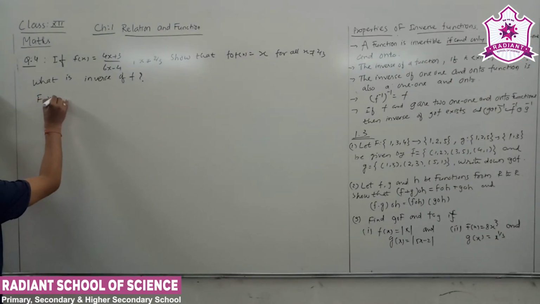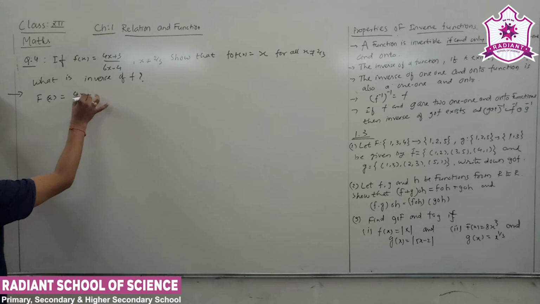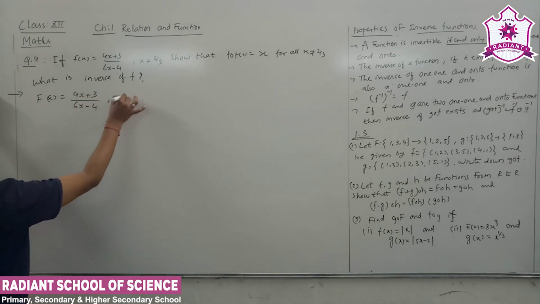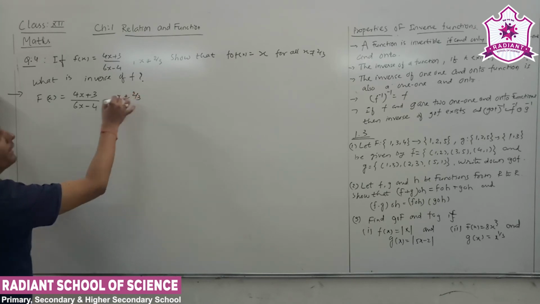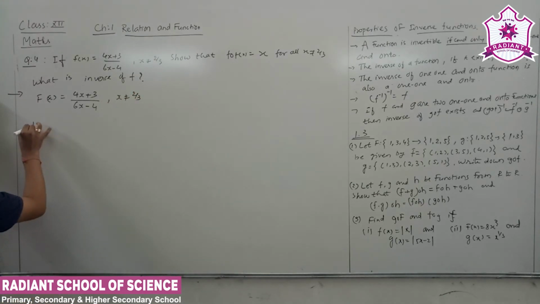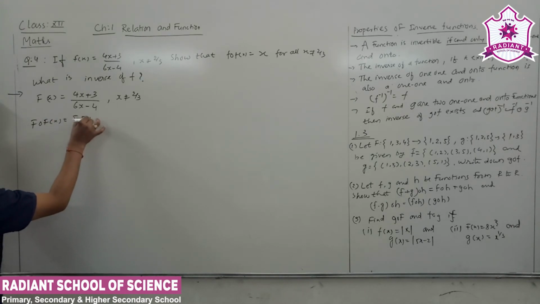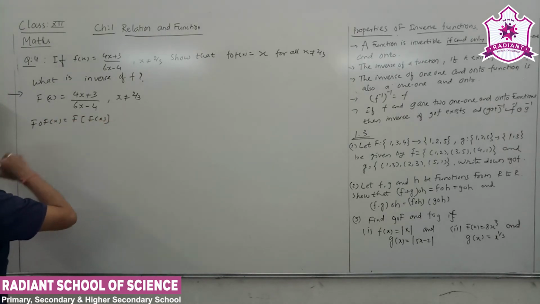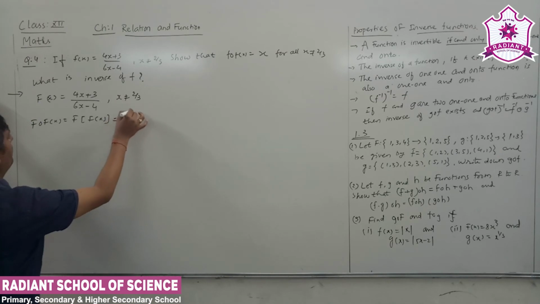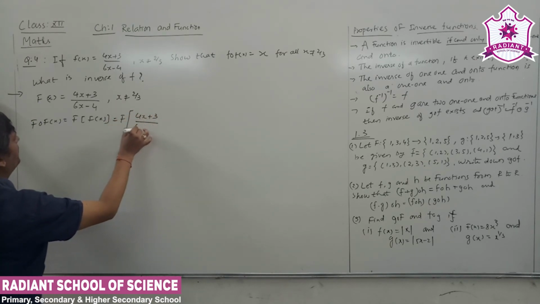चलो f क्या है, तो आपने बता दिया कि सर f is equal to (4x plus 3) into (6x minus 4), where x does not equal to 2 by 3, right. Okay, तो सबसे पहले f of x is equal to f of x. तो आप लिख सकते हो f of x की जगह पे (4x plus 3) upon (6x minus 4), right.